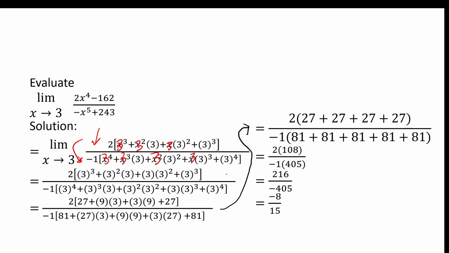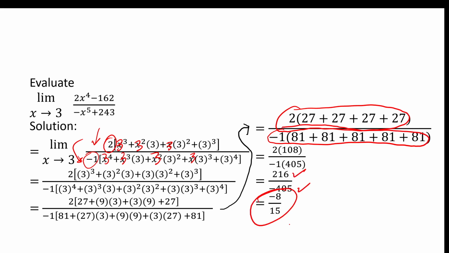Now, when you do that, in the numerator we still have that factor of 2, as well as 3 cubed plus 3 squared 3 plus 3 squared plus 3 cubed. In the denominator, we still have that factor of -1, as well as 3 to the 4 plus 3 cubed 3 plus 3 squared plus 3 cubed plus 3 to the 4. Ultimately, our numerator is 2 times 27 plus 27 plus 27 plus 27. Our denominator is -1 times 81 plus 81 plus 81 plus 81 plus 81. And we ultimately get 216 over -405, which is the same as -8 over 15.